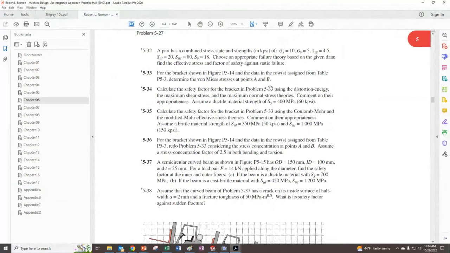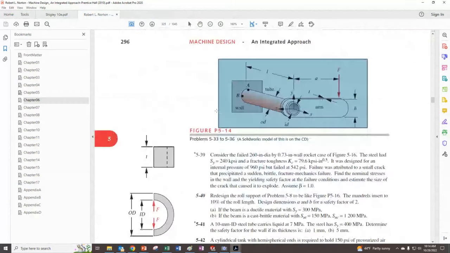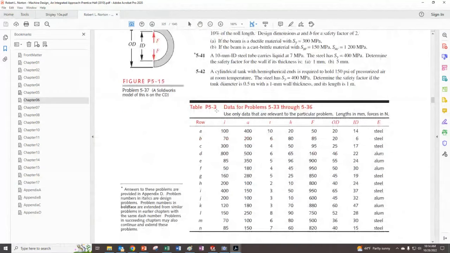It says the data in the rows from table 5.3. Where are you, 5.3? Oh, there you go. Oh, wow. He made a whole bunch of different problems out of the same problem. Way to go, Bob. So let's just pick this one right there. All right, cool.